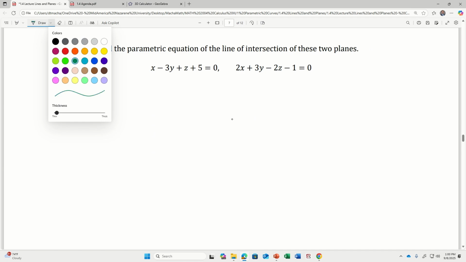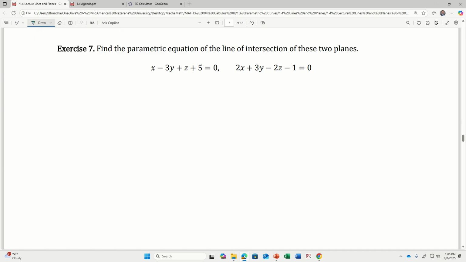So, exercise 7. Find the parametric equation of the line of intersection of these two planes. What should we do here? I'll let you think about this for a minute. What would I do if I wanted to write a parametric equation of the line of intersection?